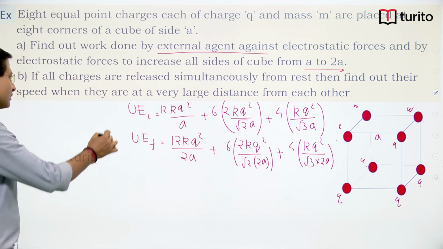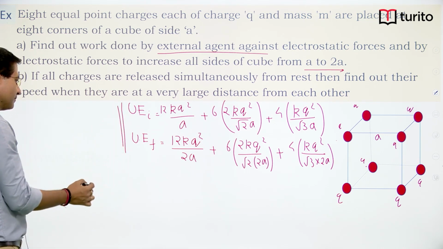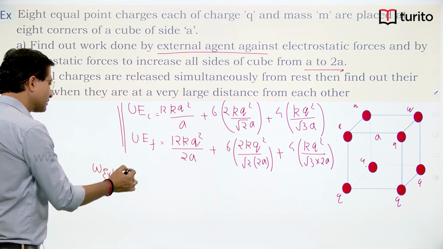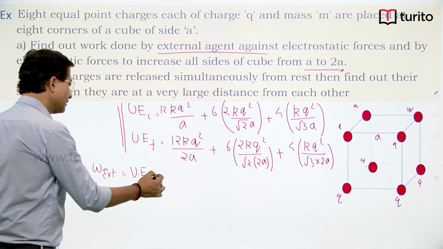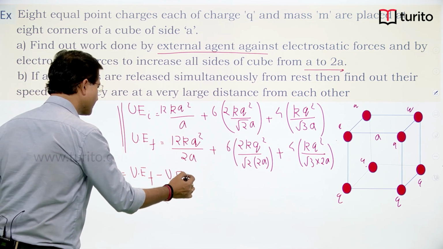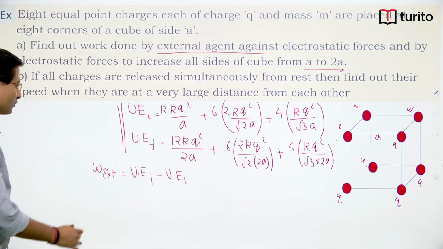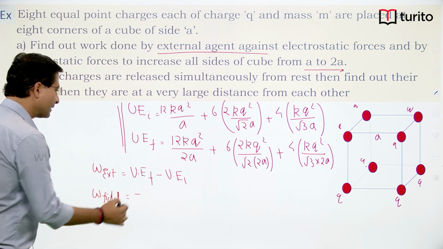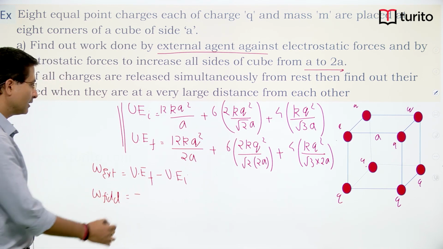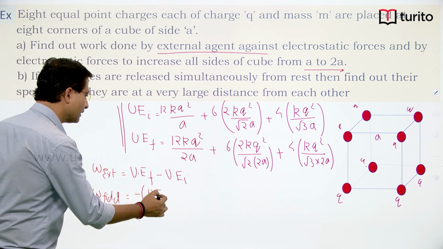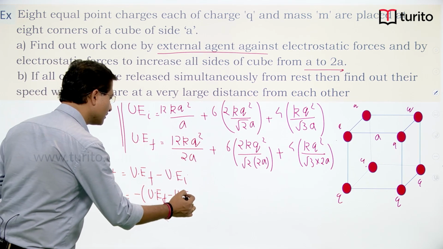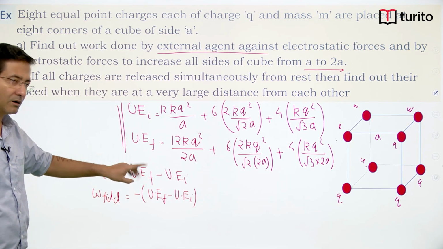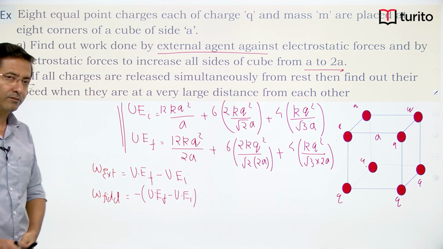So, if I ask what is the work done by external agent, you have to just write final energy minus initial energy. If I ask what is the work done by field, then you have to write negative of change in potential energy, in bracket potential energy final minus potential energy initial. So, substitute the value of this one and this one in the expression, you will get these two.